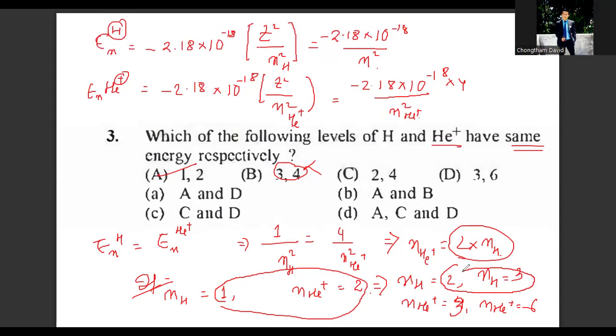Can I say 2 and 3? This would be 4, okay? 2 and 4, yes, this can be true. If I say 3 and 6, we have just proof that these are the correct pairs. So A, C, and D corresponds to option D. So question number 3 answer would be D. I hope it is understood, right?